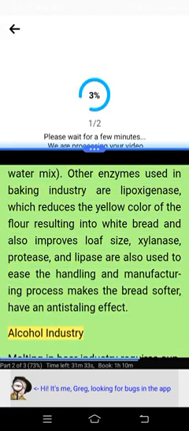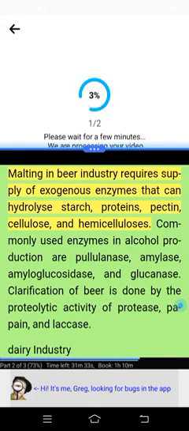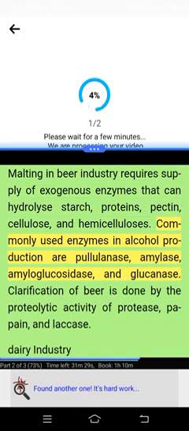Alcohol industry. Malting and beer industry requires supply of exogenous enzymes that can hydrolyze starch, proteins, pectin, cellulose, and hemicelluloses. Commonly used enzymes in alcohol production are pullulanase, amylase, amyloglucosidase, and glucanase. Clarification of beer is done by the proteolytic activity of protease, papain, and lactase.